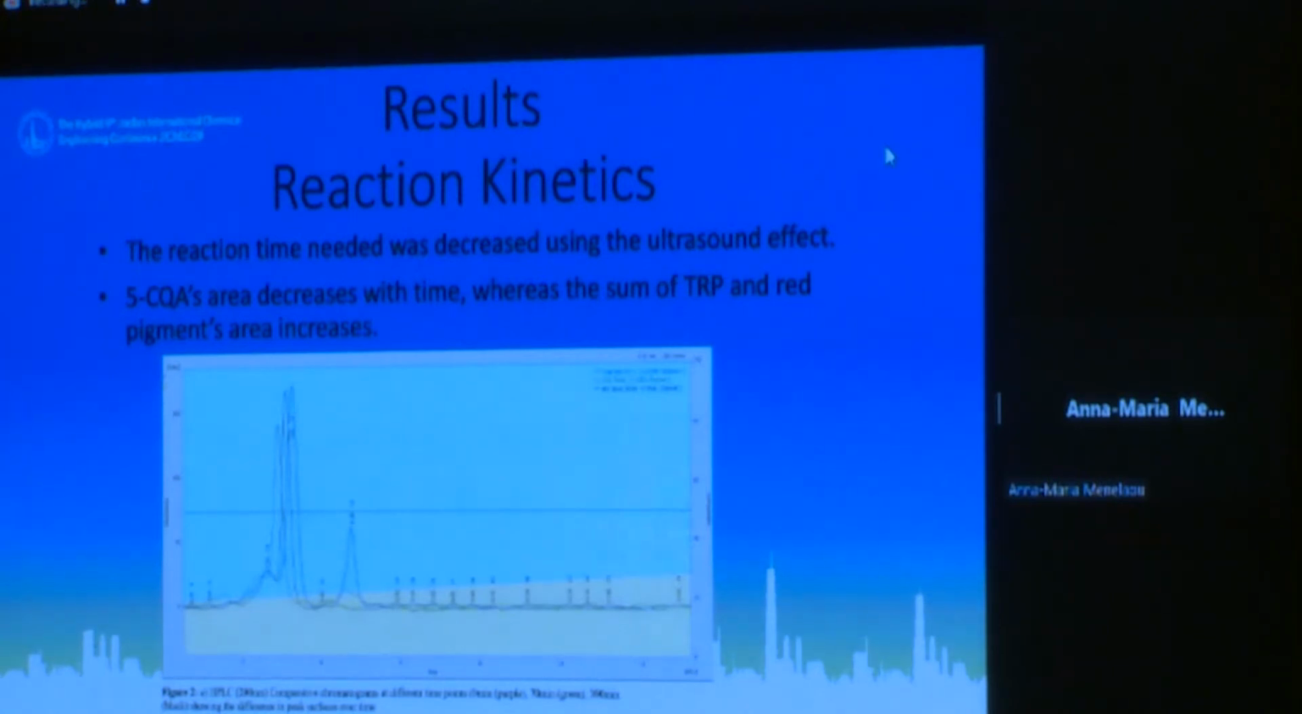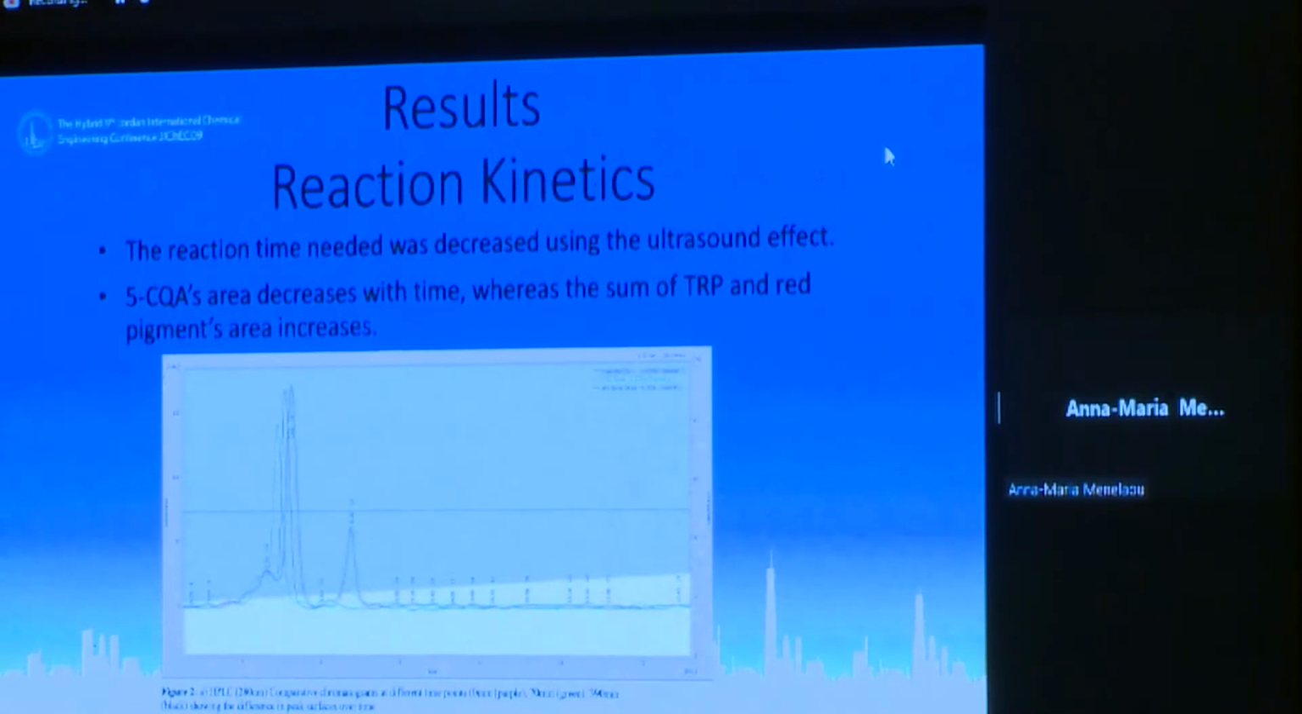Indicatively, in Figure 2, the chromatograms of the reactant mixtures at 0 minutes, 70 minutes, and 390 minutes are shown. The first peak was at first identified as TRP. At 70 minutes, the area of the first peak slightly decreases compared to 0 minutes, while at 390 minutes, the area has increased again. Consequently, it is assumed that the total area of that peak is the sum of the area of the red pigment's peak, which increases with time, and the area of TRP's peak, which decreases with time.